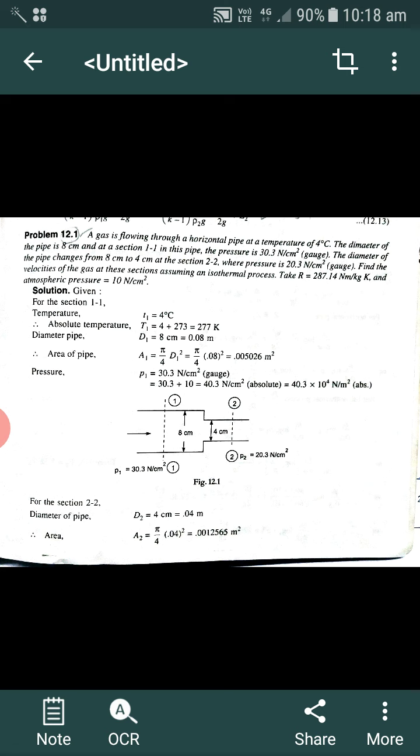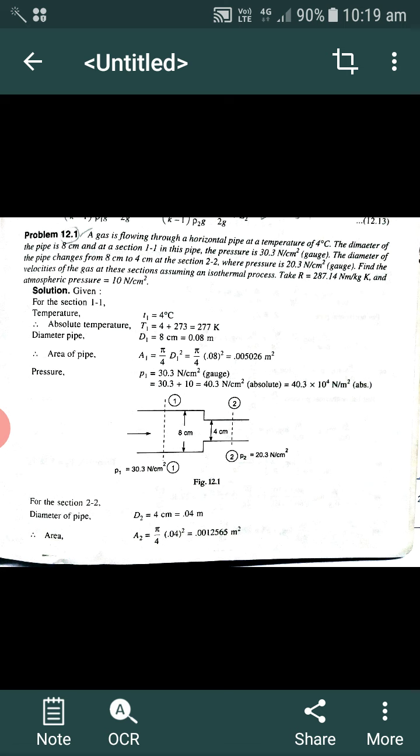Absolute pressure is given by the sum of gauge pressure plus atmospheric pressure. Atmospheric pressure is given as 10 Newton per centimeter square. Add 30.3 plus 10, it becomes 40.3 Newton per centimeter square, which is absolute pressure. Convert into meter by multiplying by 10 power 4, Newton per meter square absolute.